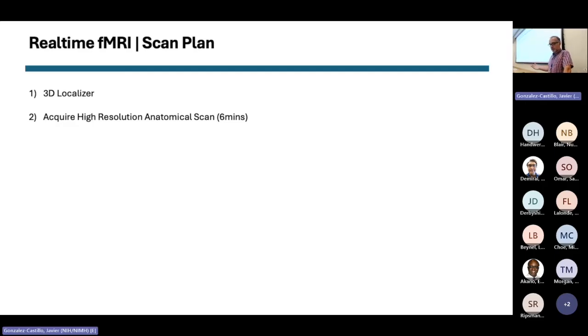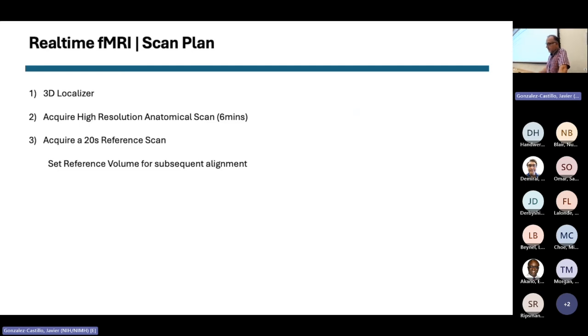Right. Now, all these things take time. We tend to have only an hour and a half of our subject's attention in the scanner. So another thing that's very important when we're doing a real-time experiment is to really think it through. When are we going to do each of the things? So a typical example might be something like this, in which you do your 3D localizer, you acquire that first anatomical, you acquire that anchor scan, and you set it as the reference volume for the rest of your session.